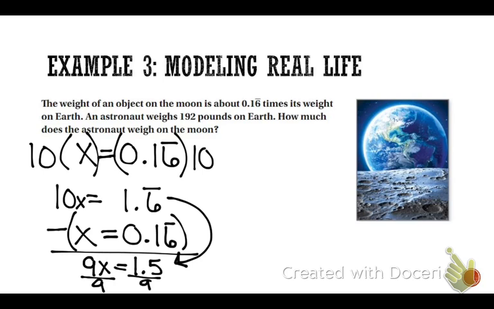We're going to go over this more tomorrow on day 2 of 9.4. x equals 1.5 divided by 9, which is 1/6. So to answer the question, he weighs about 1/6 of his weight on Earth when he's on the moon. So what was his weight? 192. So I can take 1/6 and multiply it by 192.